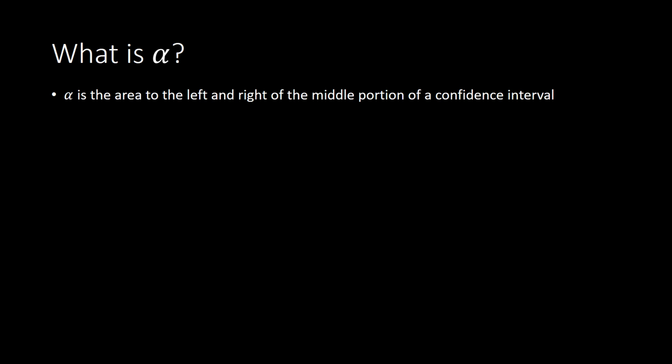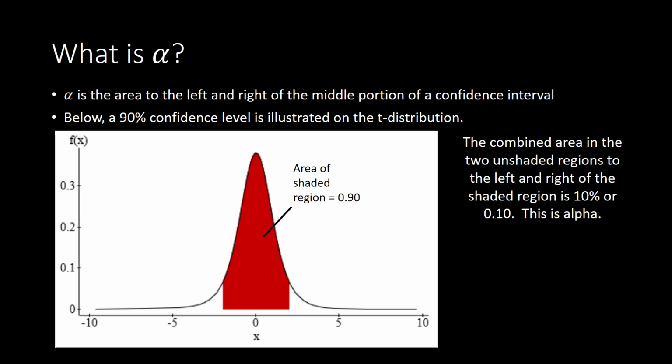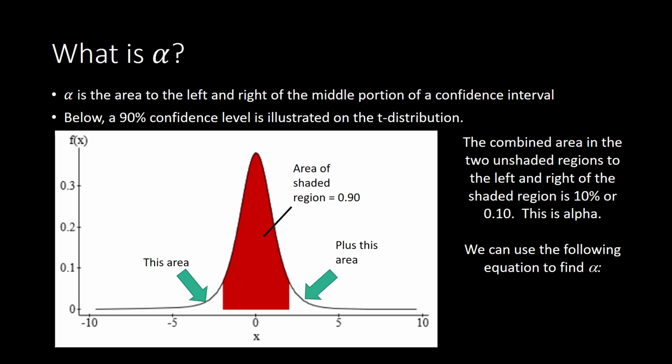Alpha is the area to the left and right of the middle portion of a confidence interval. Below, a 90% confidence level is illustrated on the t-distribution. The combined area in the two unshaded regions to the left and right of the shaded region is 10%, or 0.10. This is alpha. We can use the following equation to find alpha. Alpha equals 1 minus the confidence level. So in this case, since our confidence level is 90%, or 0.90, alpha is 1 minus 0.90, or 0.10.